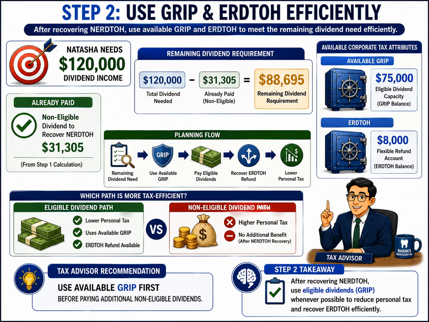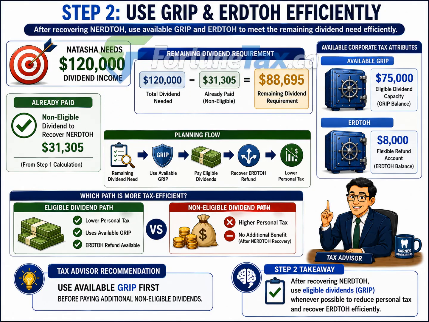Now let's look at the tax attributes available to help us. On the right side of the slide, we can see that Natasha's corporation has a GRIP balance of $75,000. This means the corporation can pay up to $75,000 of eligible dividends. Remember why GRIP is valuable. Eligible dividends generally result in lower personal tax compared with non-eligible dividends.